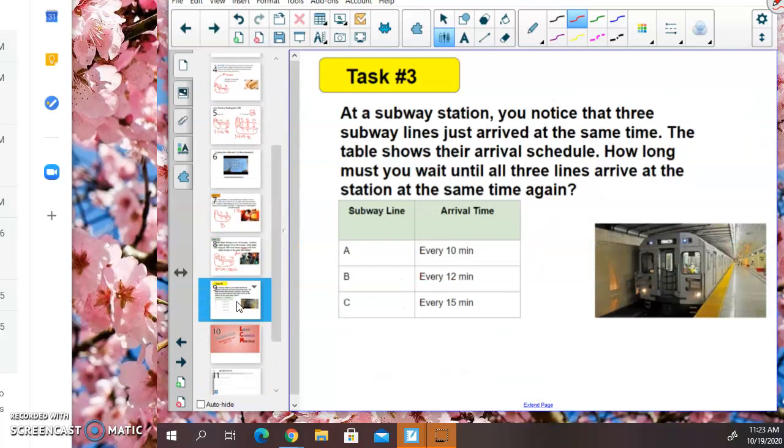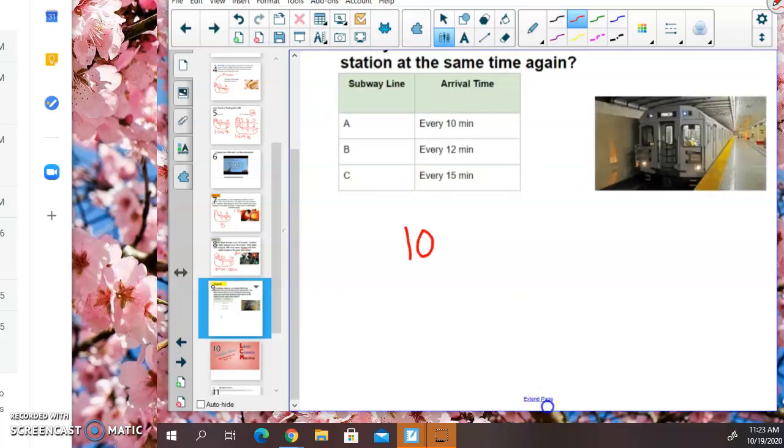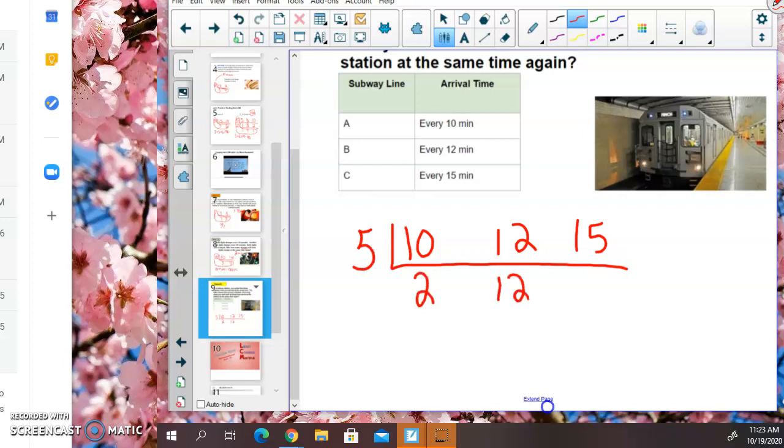Next up, it says, at a subway station, you notice that 3 subway lines just arrived at the same time. The table shows their arrival schedule. How long must you wait until all 3 lines arrive at the station at the same time again? That means I need to find the least common multiple of those 3 numbers. So again, I want to find a number that I can divide out of at least 2 of them. I recognize I can divide a 5 out of the 10 and the 15. So that leaves me with 2. 12 does not work with 5, so I just keep it. And then 15 divided by 5 leaves me with 3.